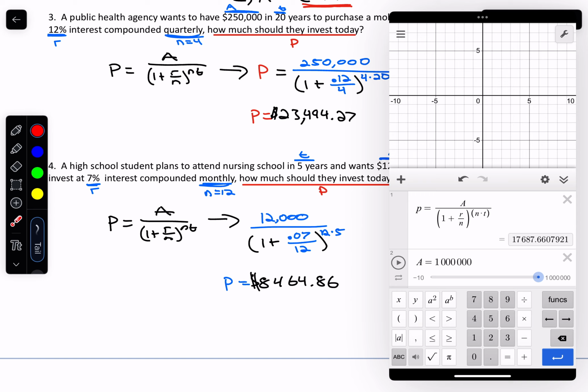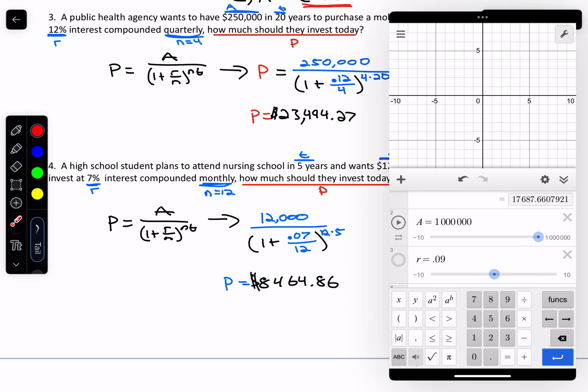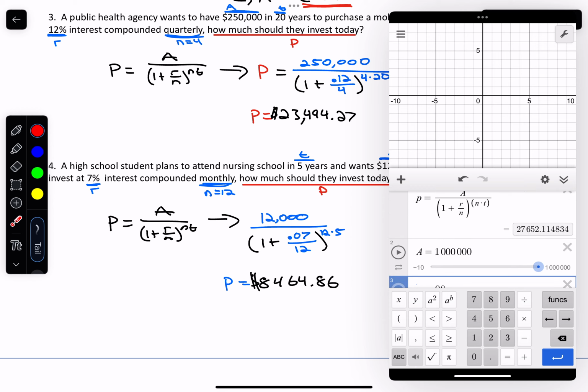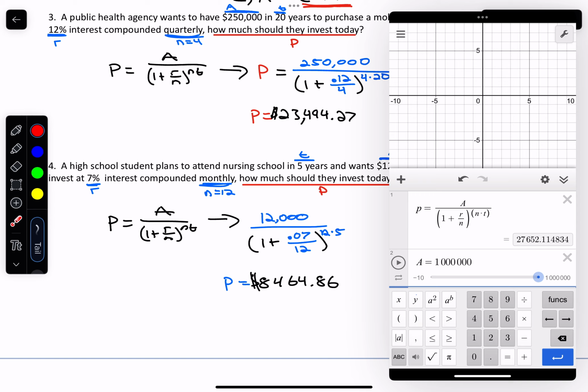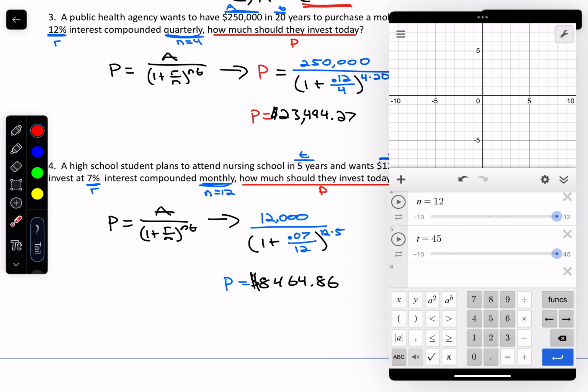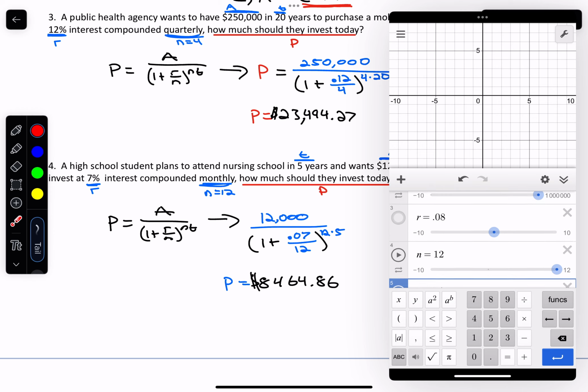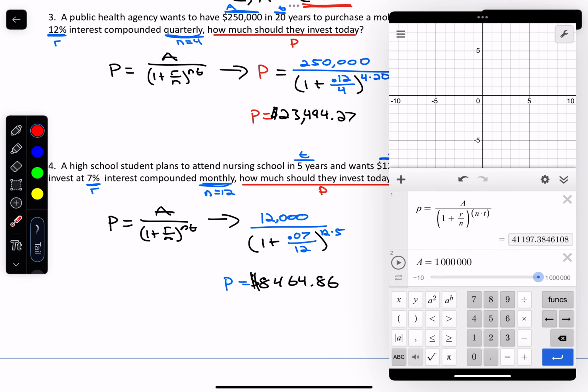Well, let's play around with this a little bit more. What if I change some of these values? What if my interest rate is not 0.09? What if it's only 0.08? So I change it to 0.08. It now says that I need to invest $27,000. Whoa, okay, so having a different interest rate makes a big difference. Well, 45 years is a long time. What if I only have 40 years? If I want to have $1 million in 40 years at 8% interest, whoa, look at how much bigger that number is now. $41,000 is what I need to invest.